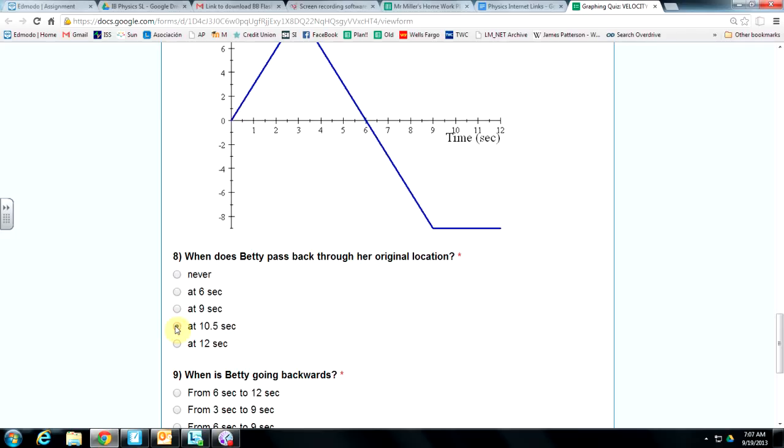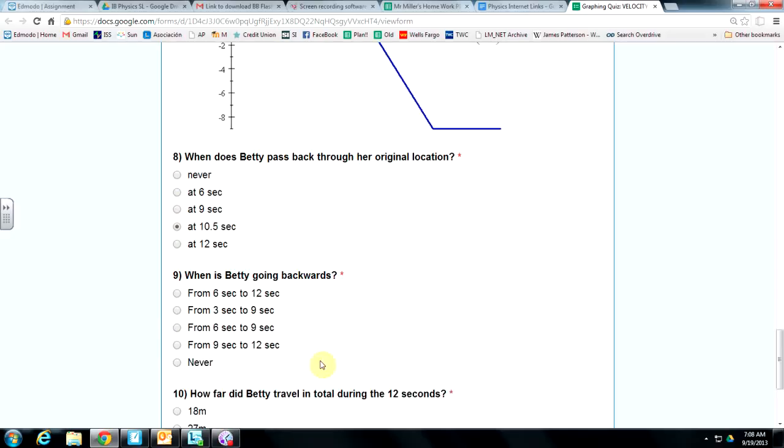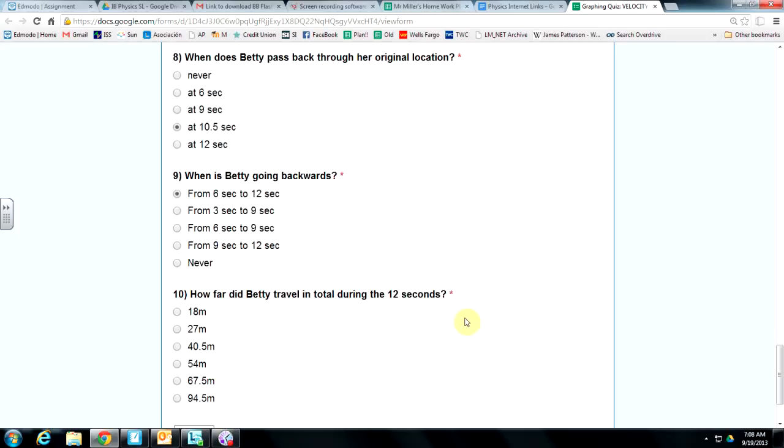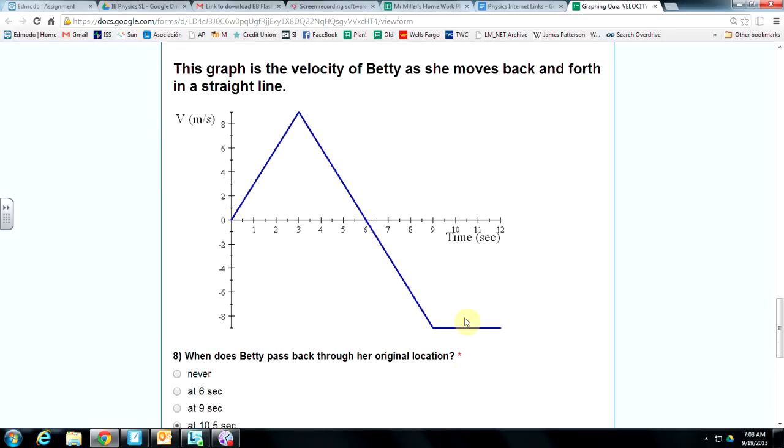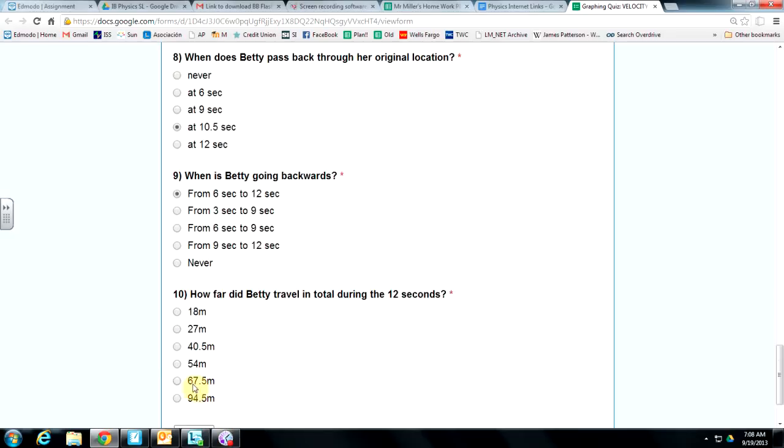When is Betty going backwards? So she's going backwards whenever her velocity is negative. So that's going to happen from 6 seconds over to 12 seconds, which is that first one. And then how far did Betty travel during the full 12 seconds? Now this is total distance traveled. So we know that she went 27 in the first one, and she went another 27 to get to 10.5. So we're looking at a number that's bigger than 54, because 27 and 27 is 54. So it looks like 67.5 would be a good guess.